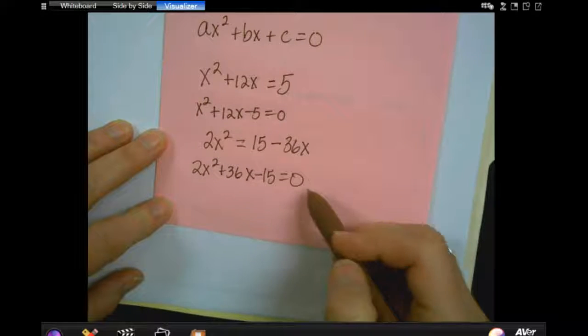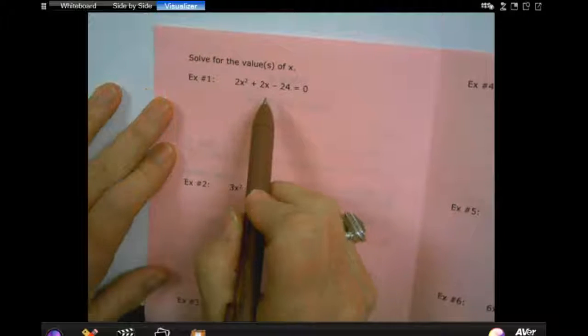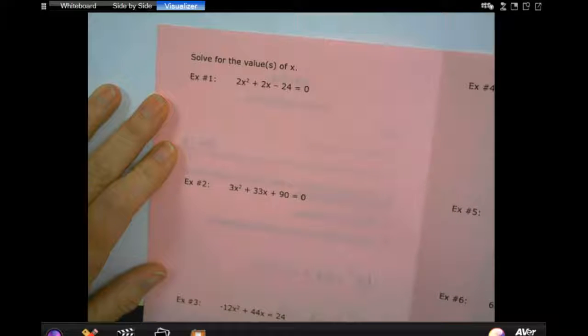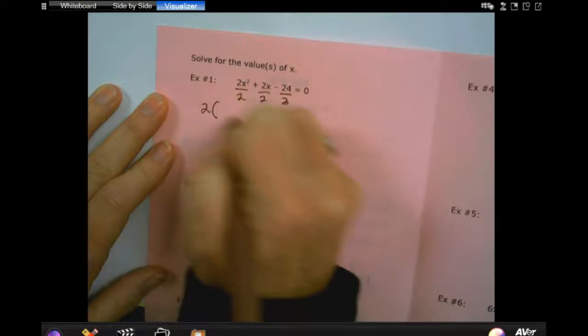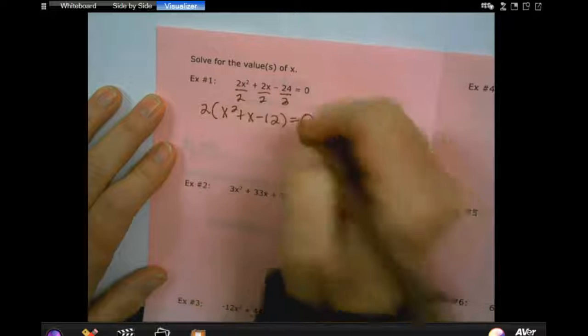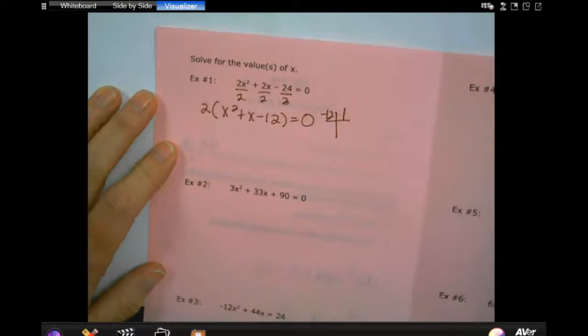Okay, and you'll need that for your homework, all right? Because on the back page, they're not in standard form. But example 1 is in standard form, so it's already in standard form. So the first thing I want to check is greatest common factor. What is the greatest common factor? 2. So if I divide by 2, I get 2. And then I'm ready for my a times c, which is going to give me negative 12 and 1.